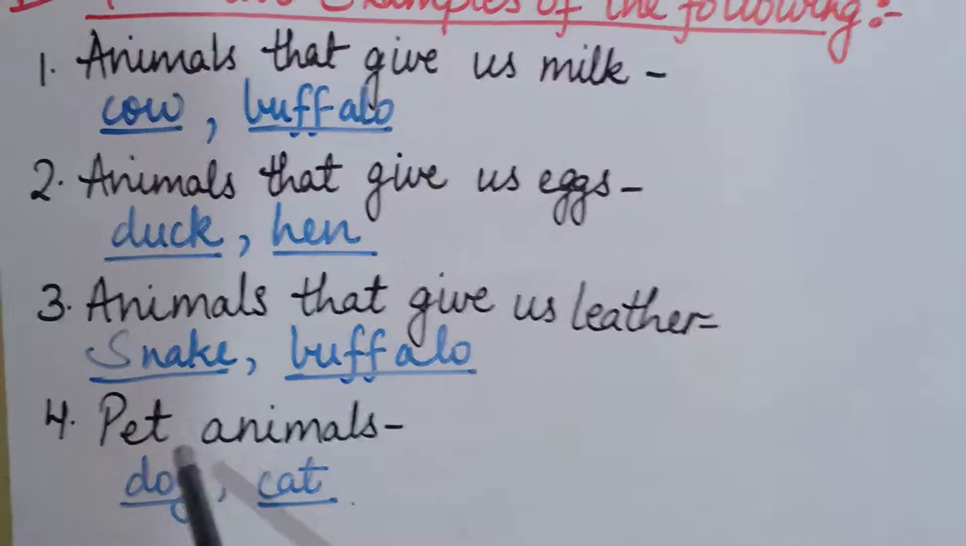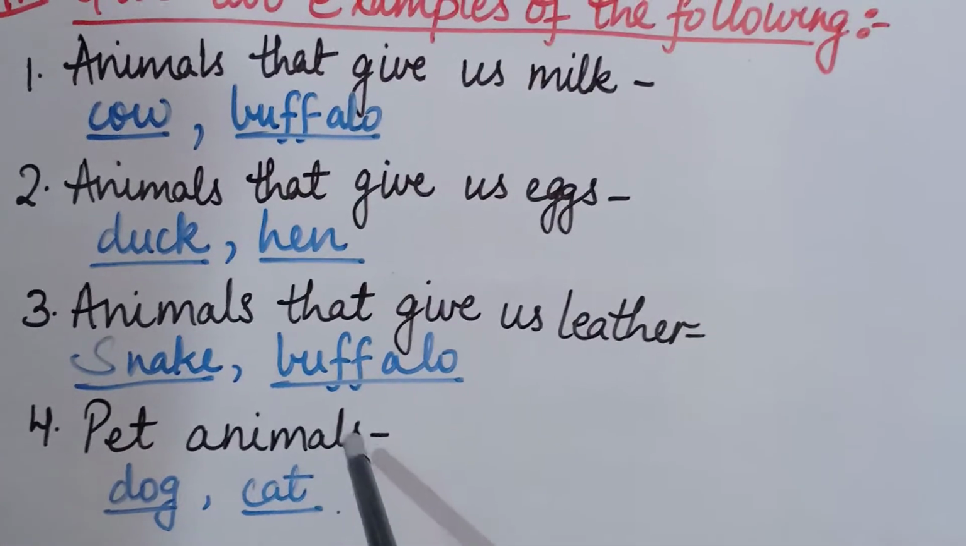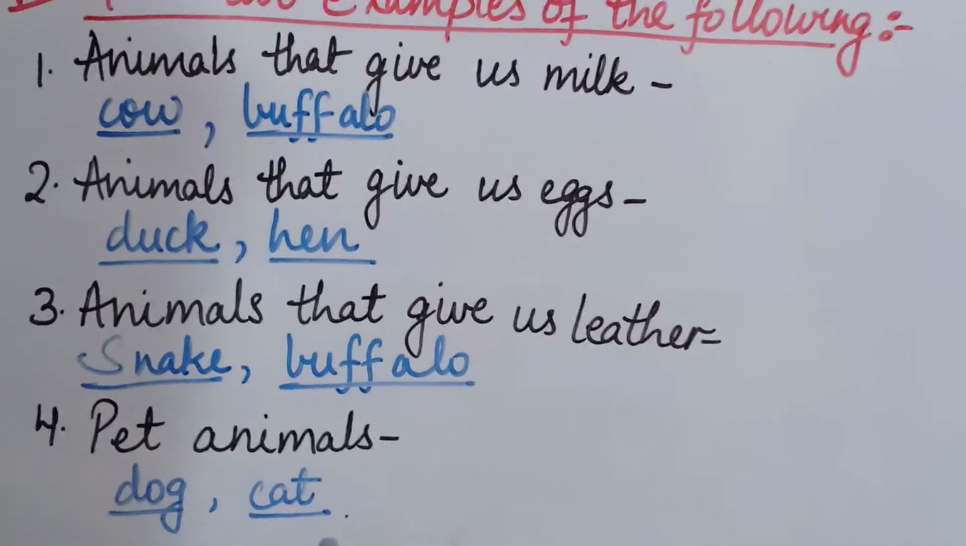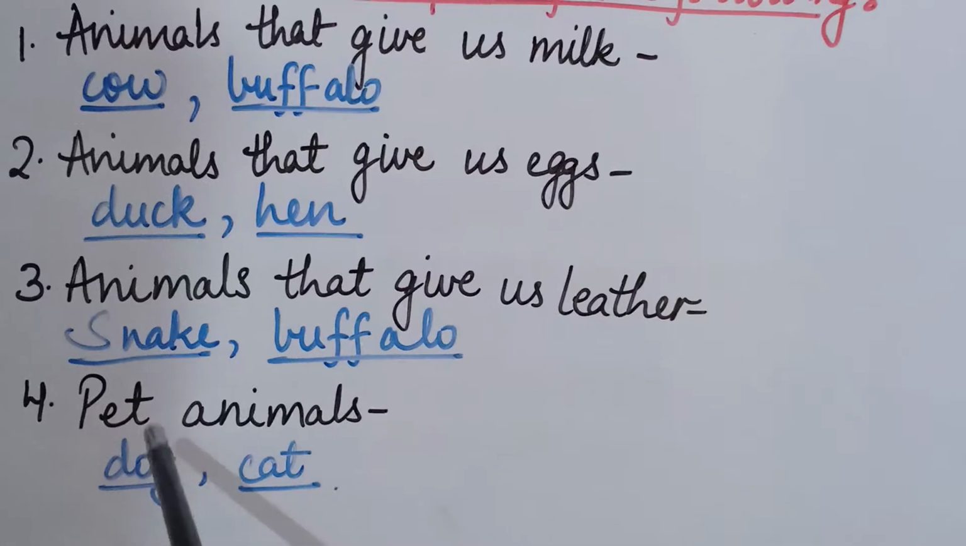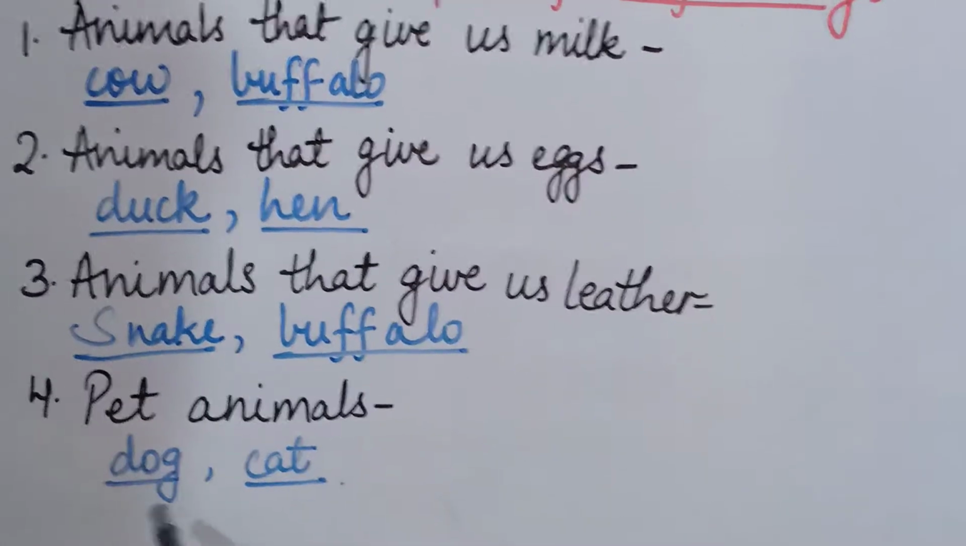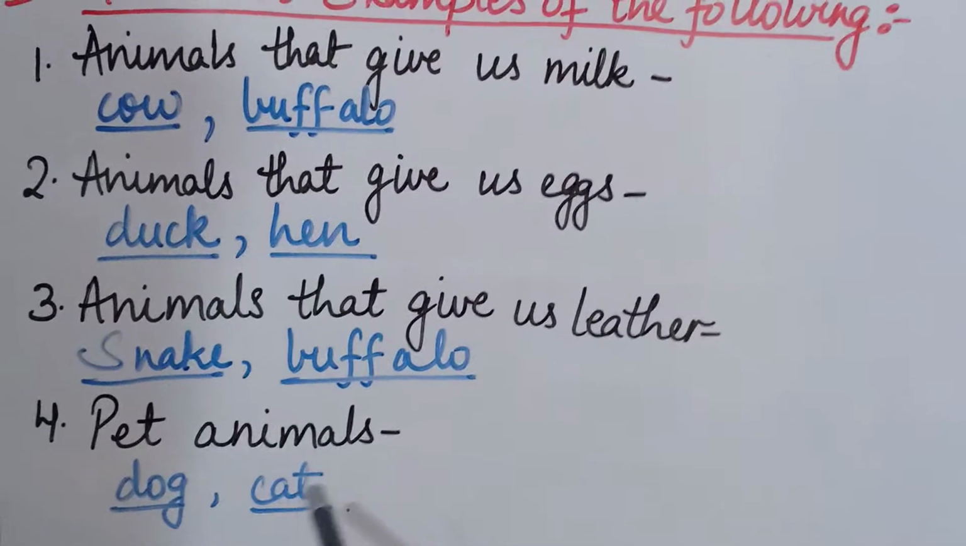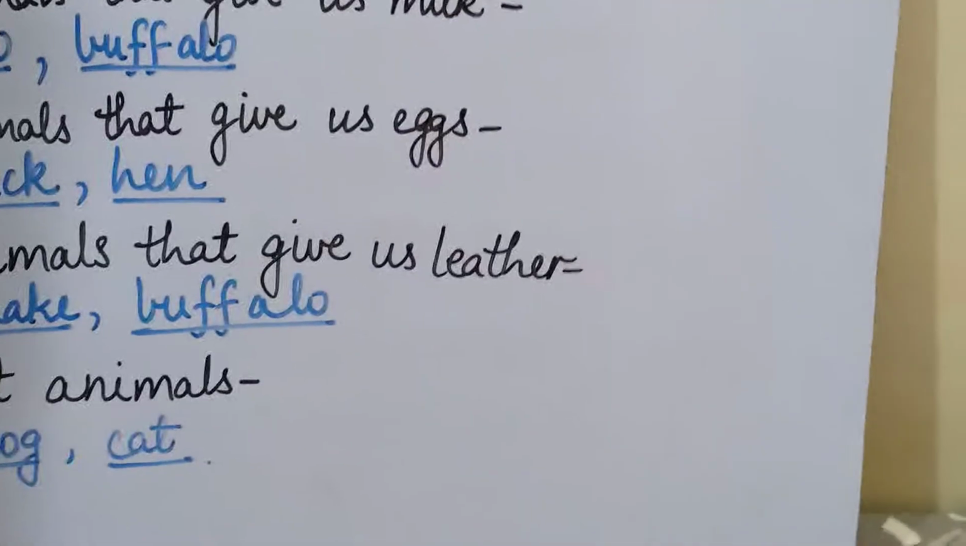Fourth one is pet animals. Name two pet animals: dog, cat, parrot. You can write anything. I have written for pet animals two examples, dog and cat. Is that clear?